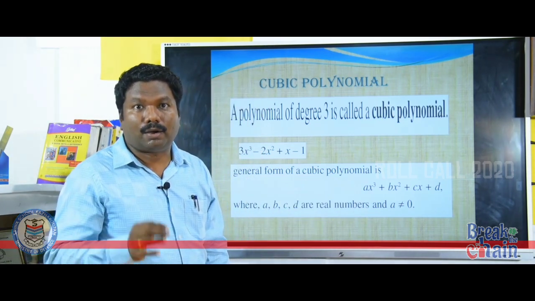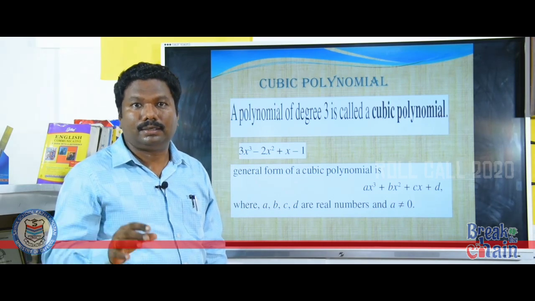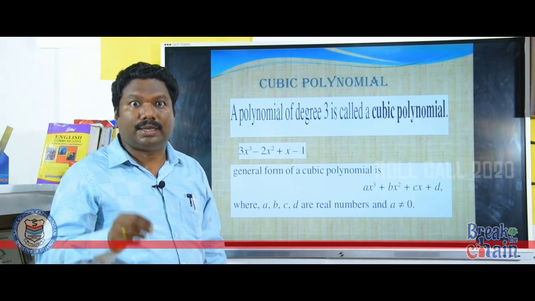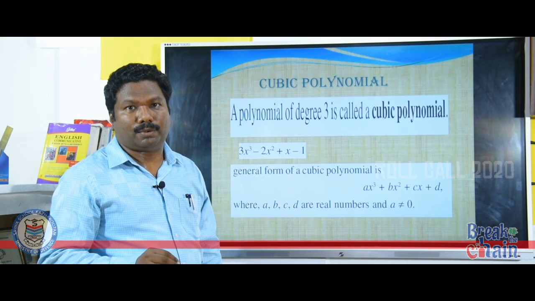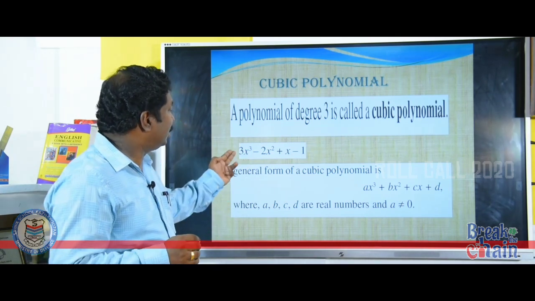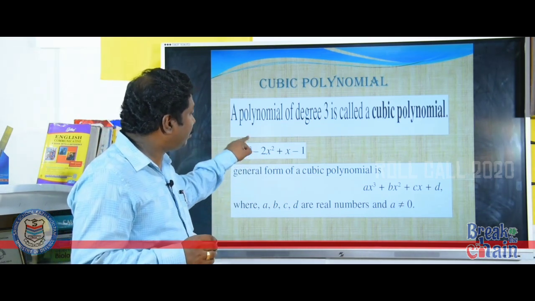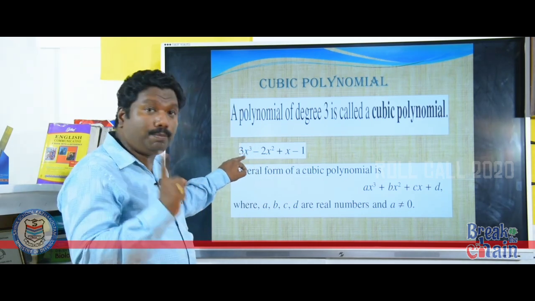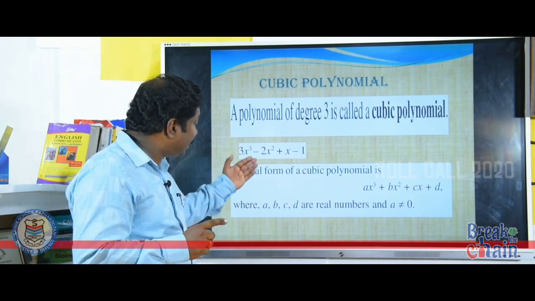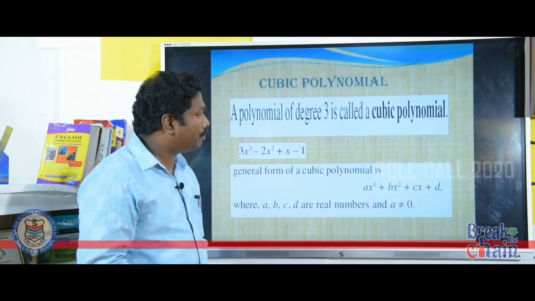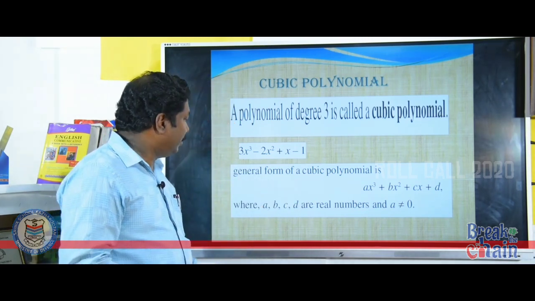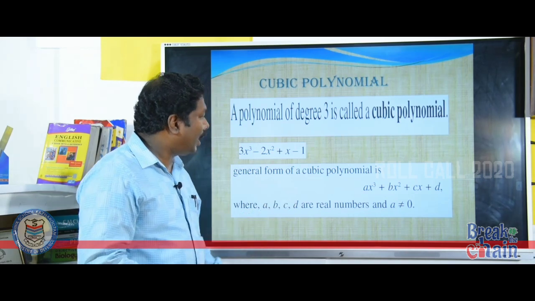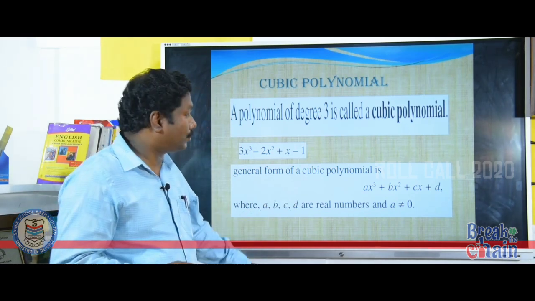A polynomial of degree 3 is called a cubic polynomial. The highest power must be 3, whose coefficient should not be 0. That means the general form is ax cube plus bx square plus cx plus d, where a, b, c, d are real numbers and a is not equal to 0.